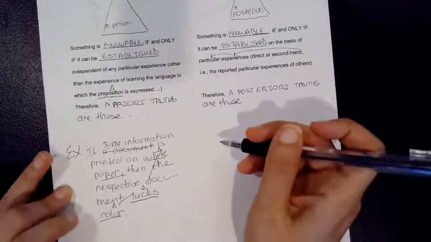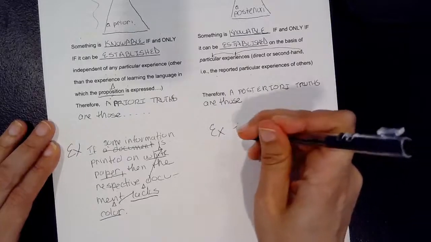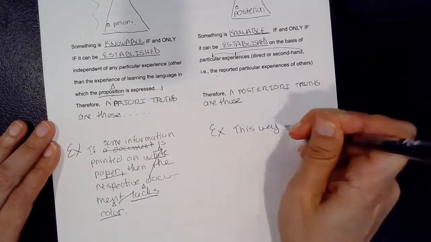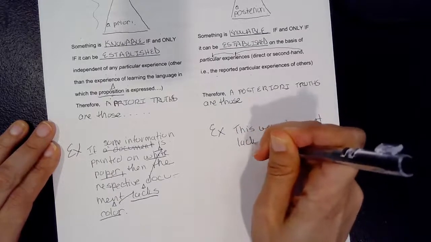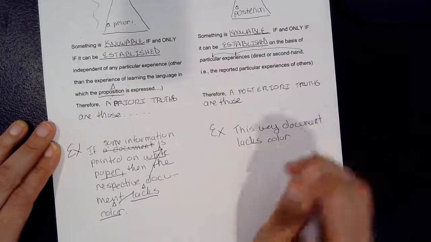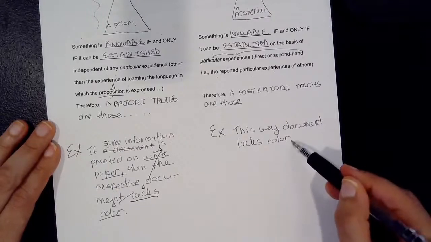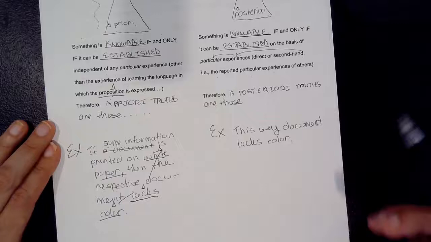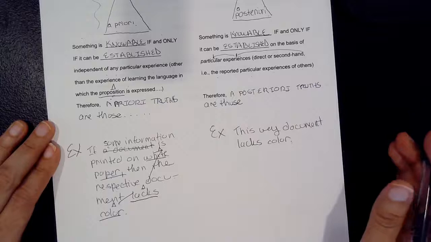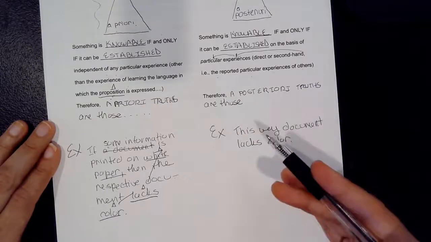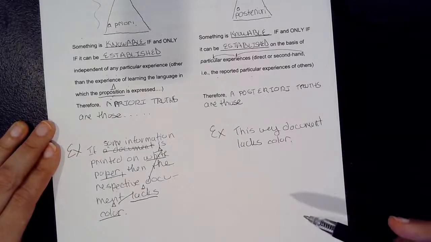So an example of something that is known a posteriori would be this very document lacks color. Okay, so when I say this very document, I mean this document that we're writing on. The only way to know this is to actually look at the document. If I'm a blind student and I have somebody who's taking notes for me, then I'd have to ask the person with sight to verify with their eyes and hence tell me so that I can hear with my ears whether or not this document is actually white.